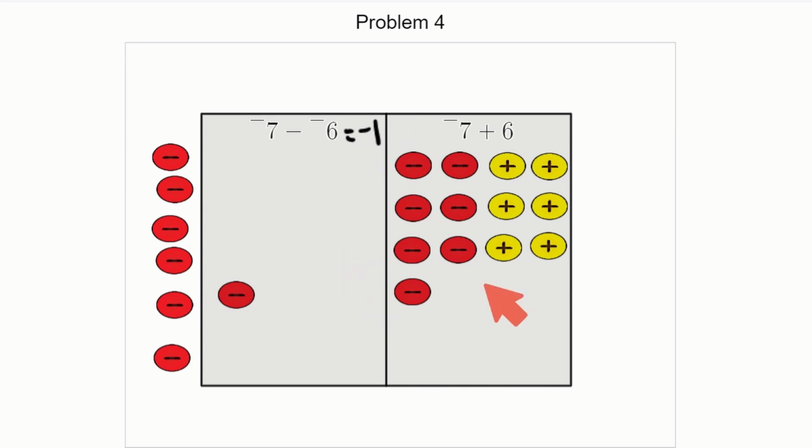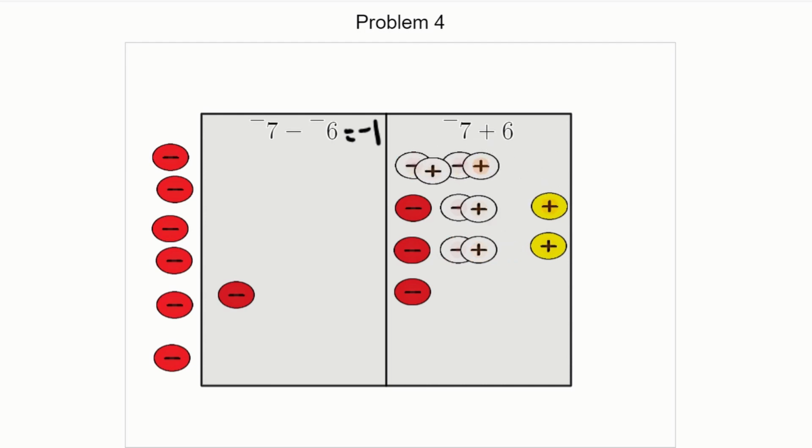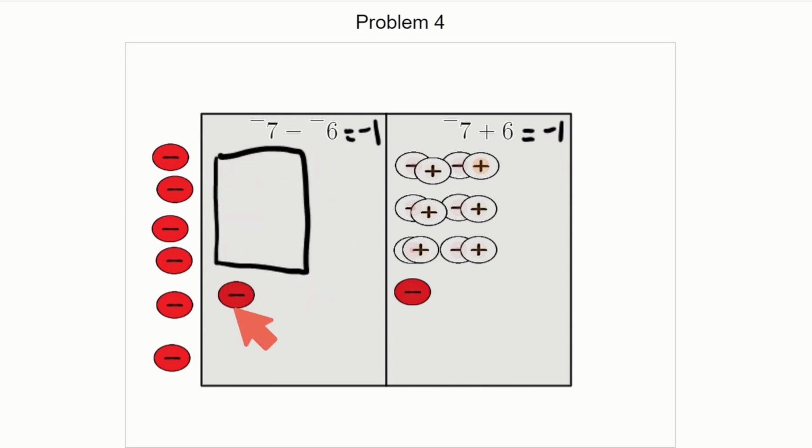And taking a look at the problem on the right, we have negative 7 plus 6. So again, we have two opposite signs. Each of these pluses are going to cancel out with a minus. So cancel, cancel, cancel. And again, we're left with 1 red chip. When we subtracted these tiles away, notice that we have negative 1 left behind. And when we cancel these chips, we're left with negative 1 behind.